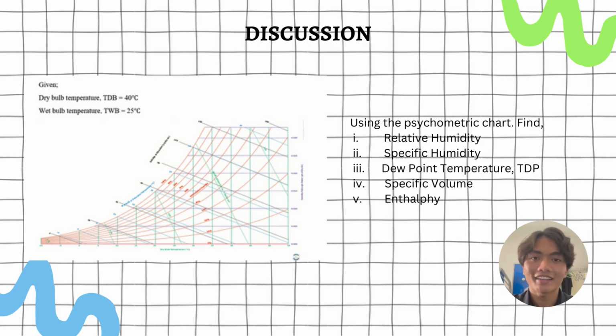Given that dry bulb temperature is equal to 40 degrees Celsius and wet bulb temperature is equal to 25 degrees Celsius. By using the psychrometric chart, find the relative humidity, specific humidity, dew point temperature, specific volume, and enthalpy.